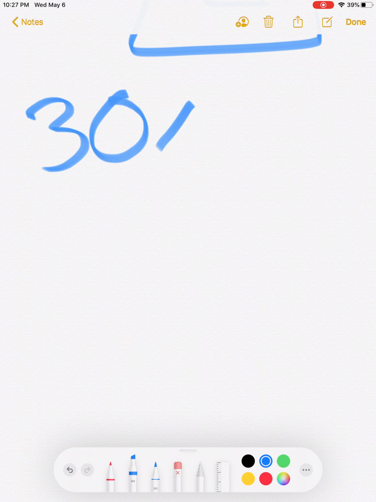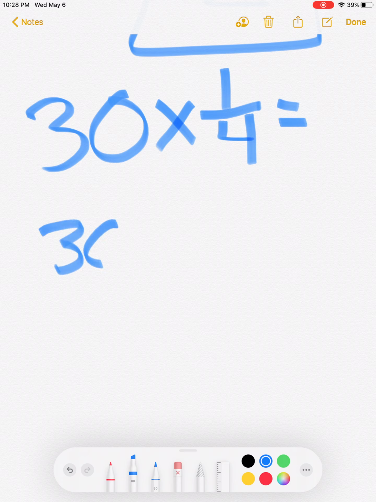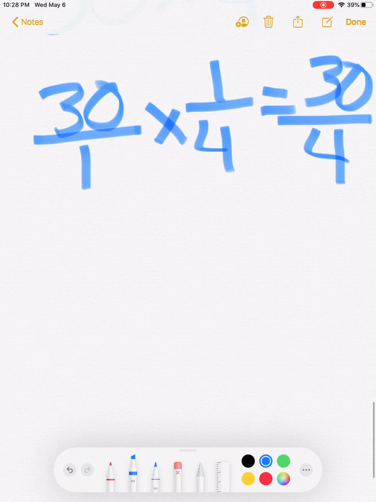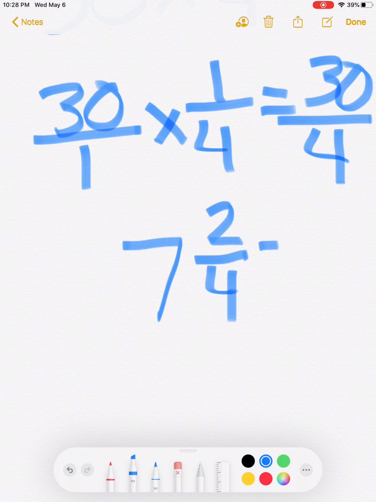30 times 1/4. The fraction for 30 becomes 30 over 1 times 1 over 4. 30 times 1 is 30. 1 times 4 is 4. We have 30 over 4, which is improper. It becomes 7 2/4 or 7 1/2.